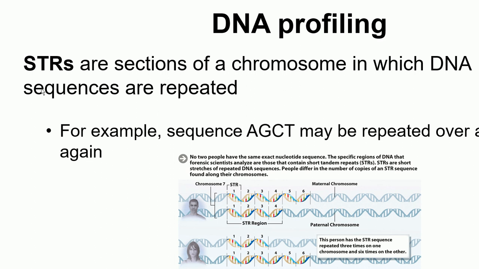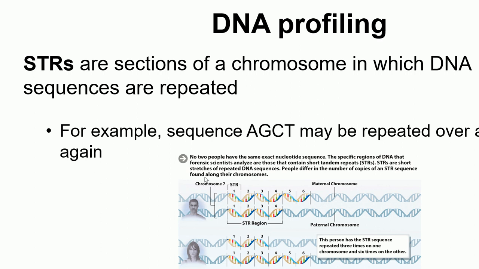Okay, so this is showing you what STRs are. STRs are sections of chromosome in which DNA sequences are repeated, so they're called short tandem repeats. These are some short sequences which are repeated. You can see here an example of a sequence called AGCT, and in every individual this sequence can be repeated a different number of times.